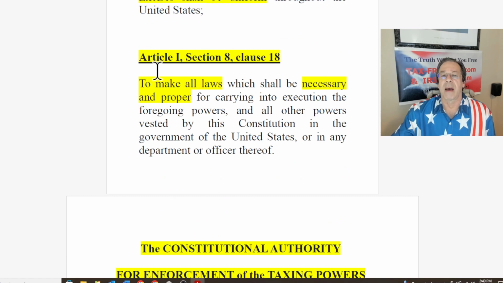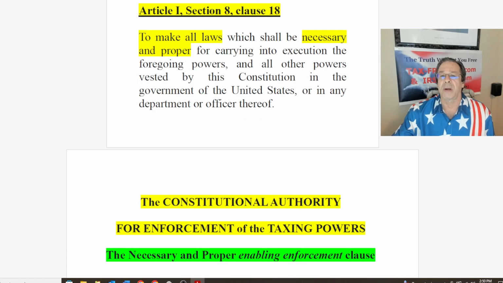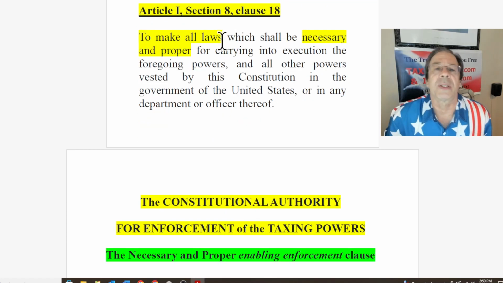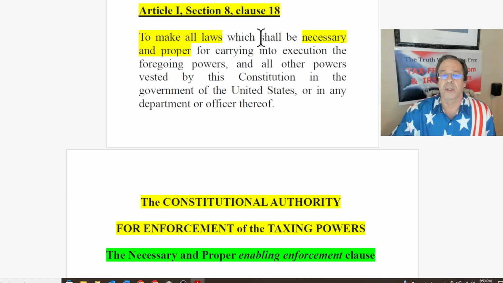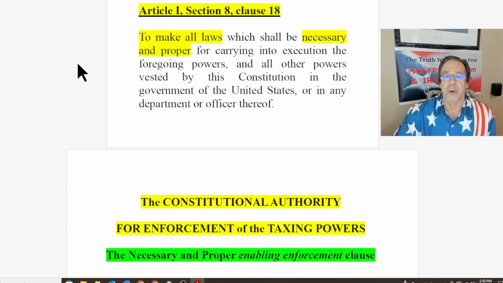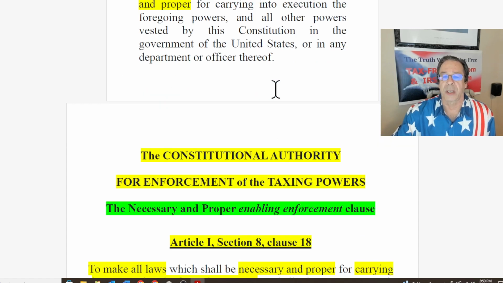We saw that we have the original necessary and proper enabling enforcement clause, which authorizes Congress at the constitutional level to write law to enforce the taxing powers granted. We saw that the direct taxes never touch the American people, and indirect taxes must be uniform, and Congress is authorized to enforce all 4 types of tax: direct apportioned taxes and uniform impost, duty, and excise.